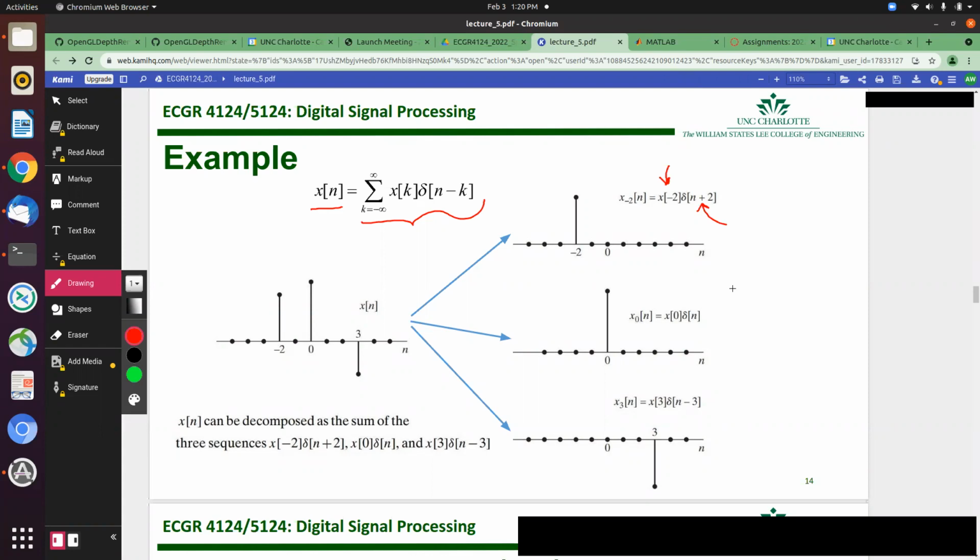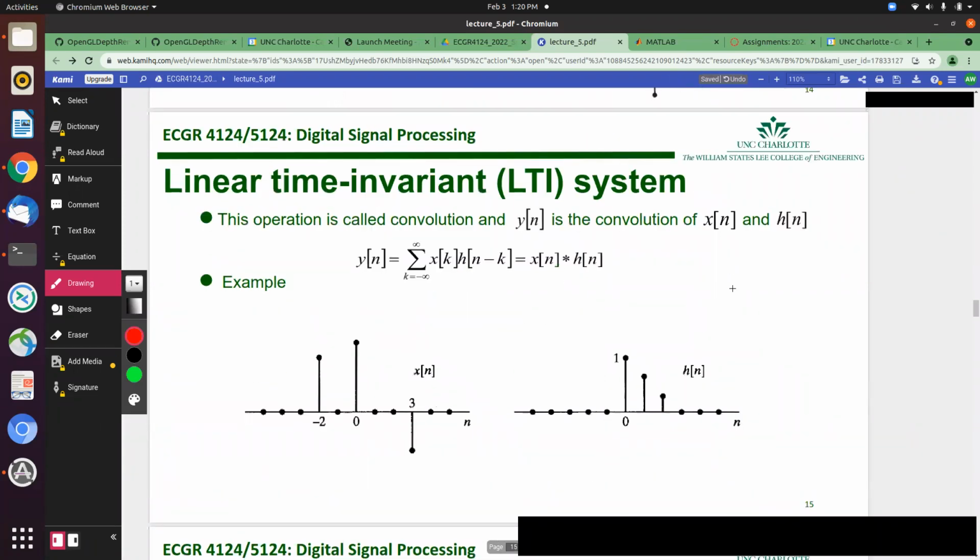And then we can write the value at 0 similarly as the actual amplitude, x of 0, times the delta function that occurs only at 0. And then we can write it as x of 3 times the delta function that only occurs at 3. And so we can write this function as the sum of 3 delta functions. We're going to reuse that concept later. This is the same function that we had before, but now we're going to be convolving it with this function.